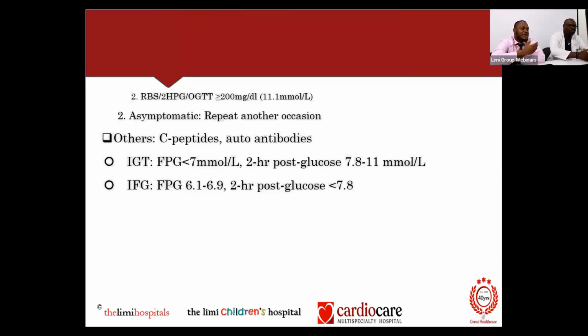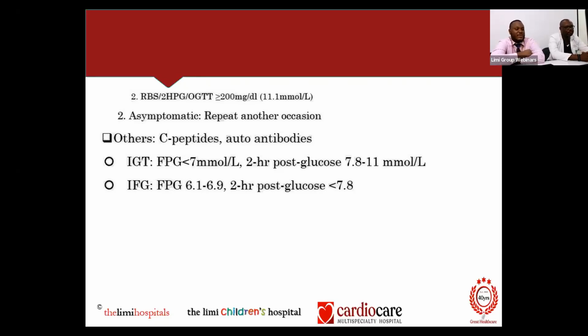Then for other things that we could use for diagnosis, we have the C-peptide and autoantibodies. We know that type 1 diabetes involves a lack of insulin production. So we typically want to check C-peptide levels and also the autoantibodies, which can result in type 1 diabetes.